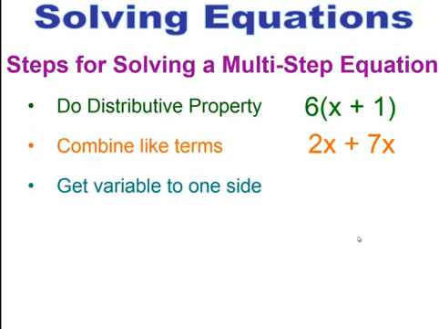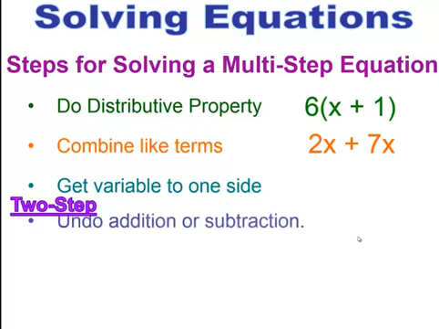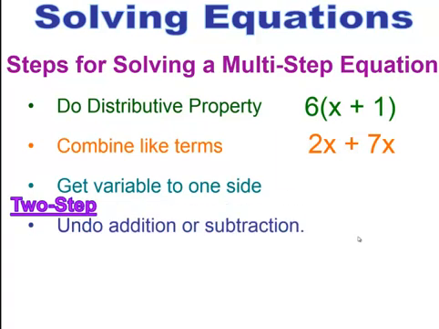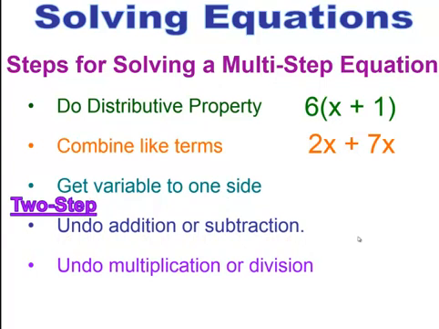And once you've done these three steps, you'll either have a two-step or a one-step equation to solve. So when you have a two-step equation, the first thing you're going to undo is the addition or subtraction, and then you'll deal with what's attached to the variable, whether it's multiplication or division. So then you're going to undo that.